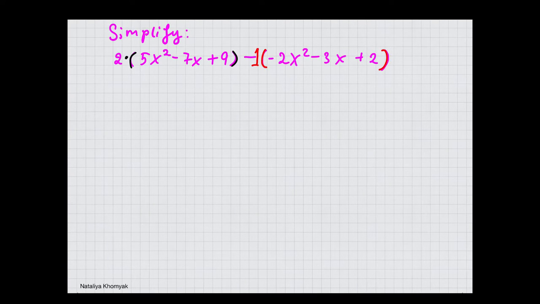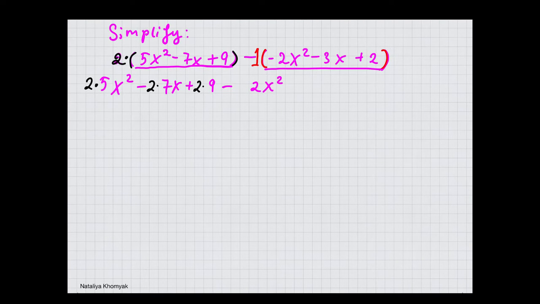parentheses. In order to distribute, first you want to copy the inside of the parentheses as is with space. So we have 5x to the second minus 7x plus 9. Then each of the terms gets a 2, 2 times 2 times 2. Then we copy this parentheses. We have negative 2x to the second minus 3x plus 2.